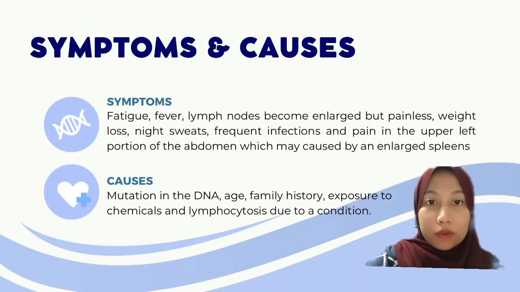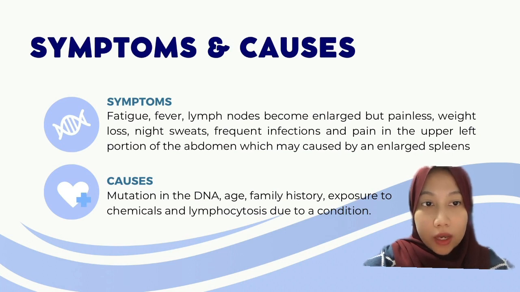Many patients with chronic lymphoid leukemia did not have any symptoms at first. As the cancer progressed, symptoms and signs might also develop. It might include fatigue, fever, lymph nodes become enlarged but painless, weight loss, night sweats, frequent infections, and pain in the upper left portion of the abdomen, which may be caused by an enlarged spleen.